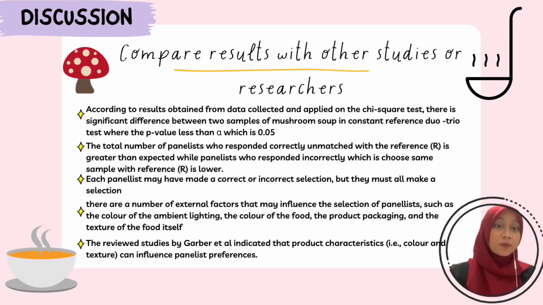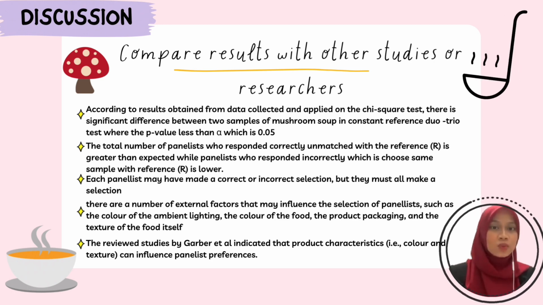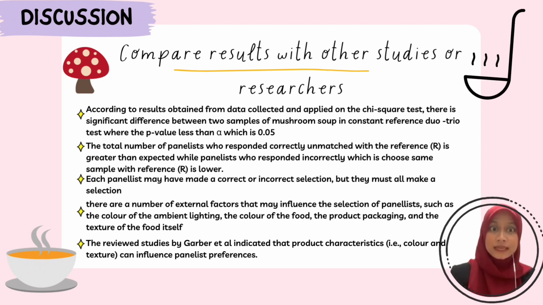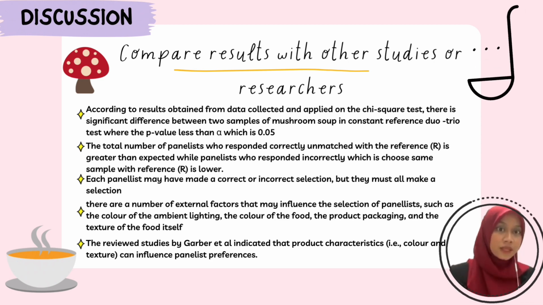According to the result obtained from the data collected and applied in the chi-square test, there is a significant difference between the two samples of mushroom soup in the constant reference dual trial test, where the p-value is less than alpha, which is 0.05. The total number of panelists who responded correctly, which is unmatched with the reference, is greater than the expected value, which is 13 panelists from the chi-square test. In contrast, the total number of panelists who responded incorrectly, which is the same sample as the reference, is lower.